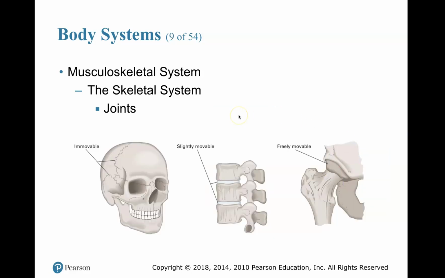Okay, joints. Immovable joints. Yes, your skull has joints, but they're immovable. They will allow for expansion. Hopefully there's no expansion in your brain, because that would be a bad thing, but it will allow for it. Slightly movable joints, which is those discs between your vertebrae, and freely movable, like your hip socket right there.